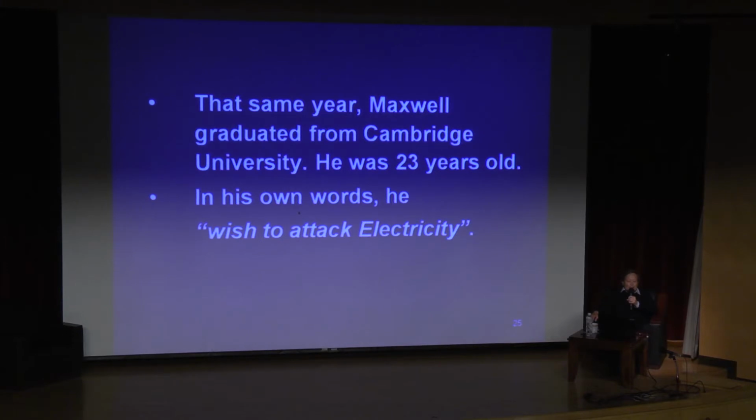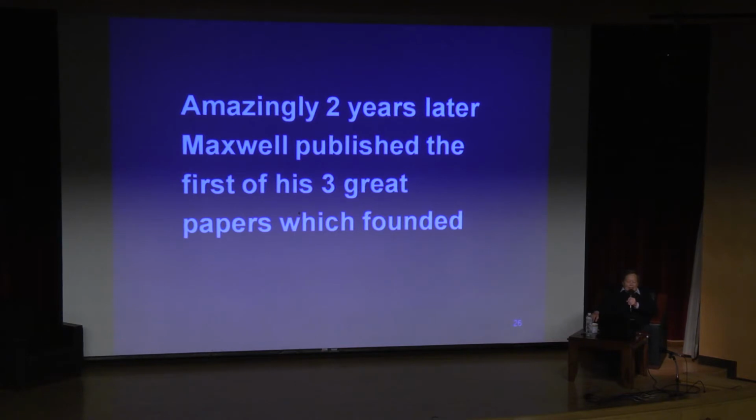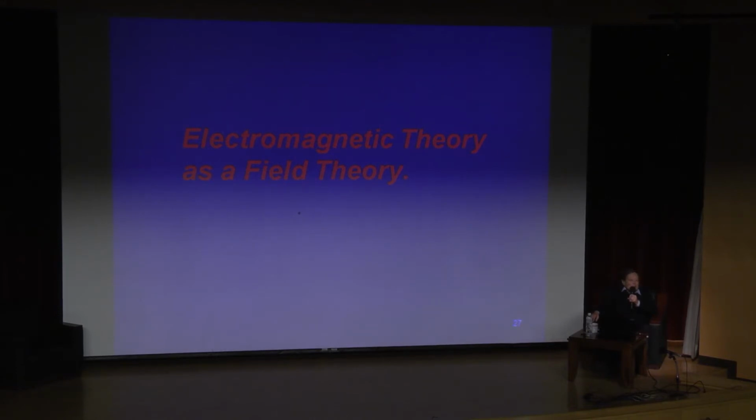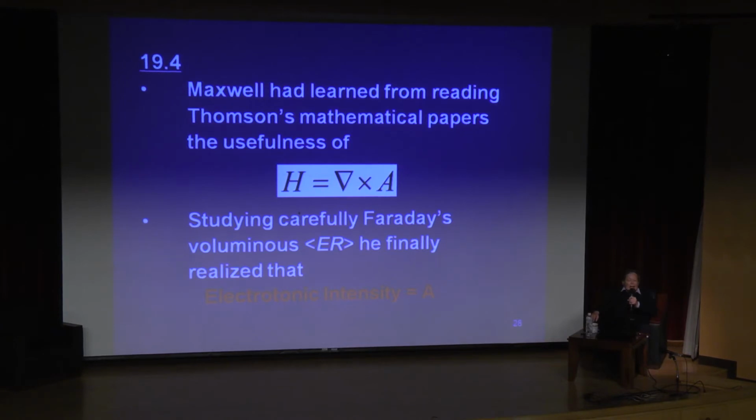That same year, Maxwell graduated from Cambridge University. He was 23 years old. In his own words, he wished to attack electricity. Amazingly, two years later, he was able to publish the first of his three great papers which founded the electromagnetic theory as a field theory. Maxwell had learned from reading Thomson's mathematical papers the usefulness of an equation which in today's vector form is written as H equal to curl of A. Of course, in Maxwell's time, there was no vector notation, so he wrote it out as three equations, as Thomson did before him.